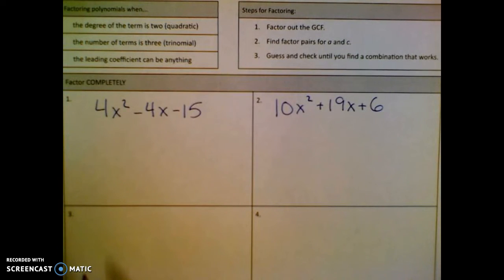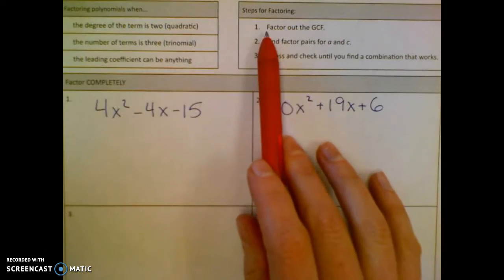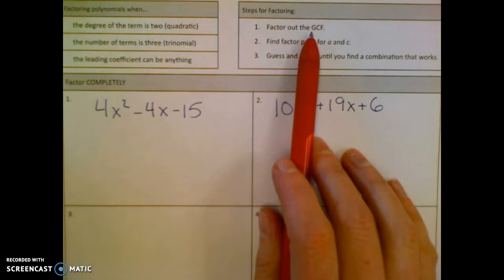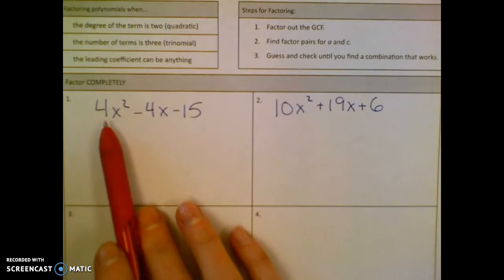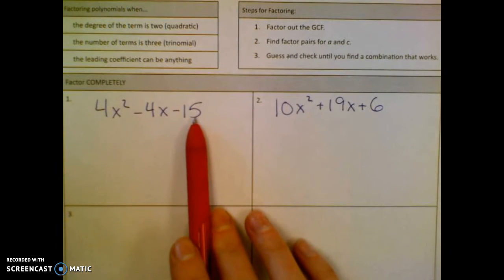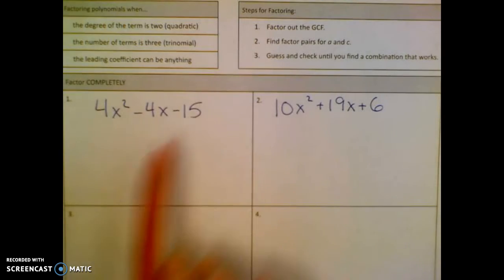The directions, though, are exactly the same. I'm still going to factor out the GCF first, so always do that first. It does make your life much easier. So I'm going to look here. Does anything go into 4, 4, and 15? Well, no, the factors of 15 are 3 and 5, so no GCF.